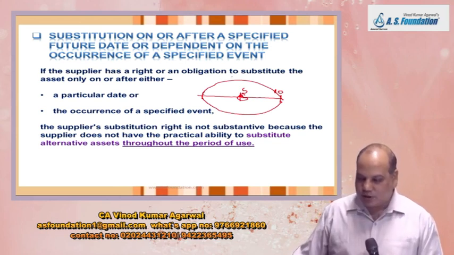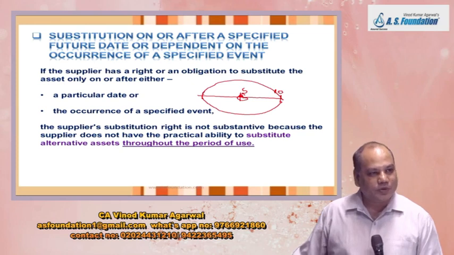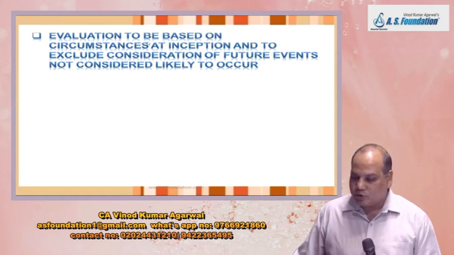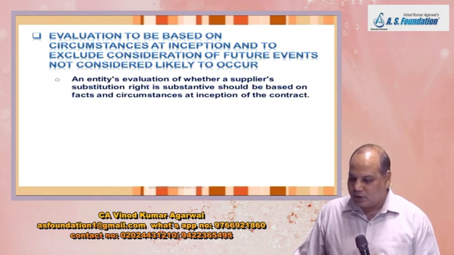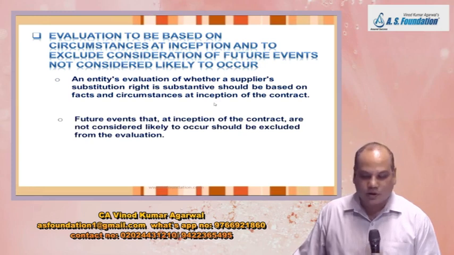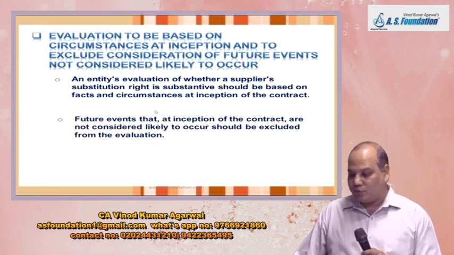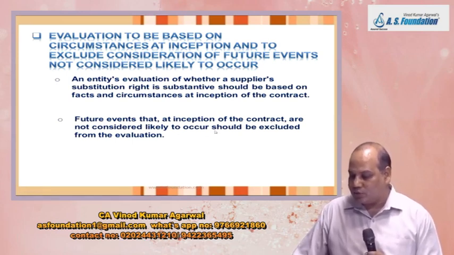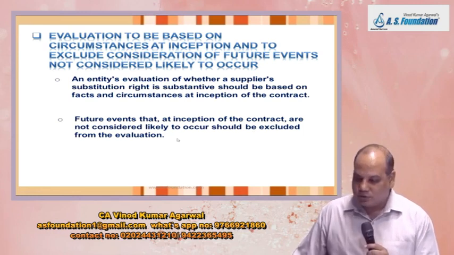Identified asset. Substantial right of substitution. If a supplier, this we have discussed. Evaluation to be based on circumstances at inception and to exclude consideration of future events not considered likely to occur. An entity's evaluation of whether a supplier substitution right is substantive is based on facts and circumstances at the inception of the contract. Future events that are not considered likely to occur at the inception of the contract should be excluded from the evaluation.